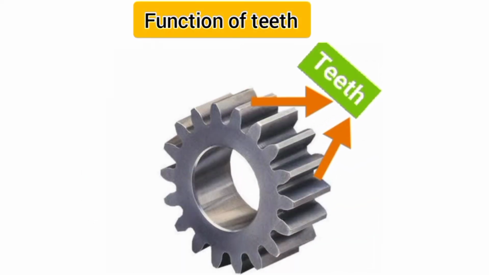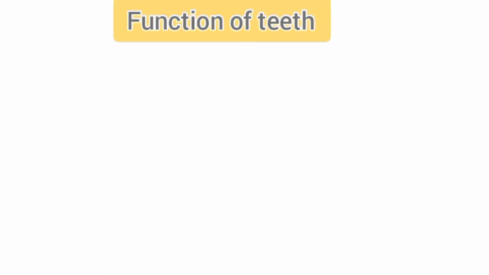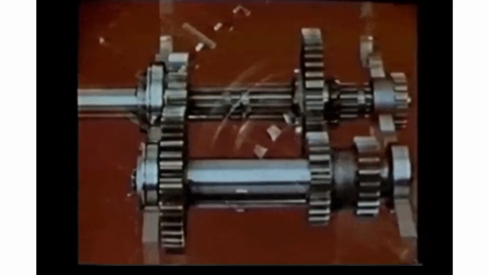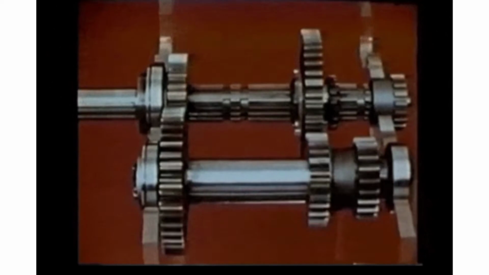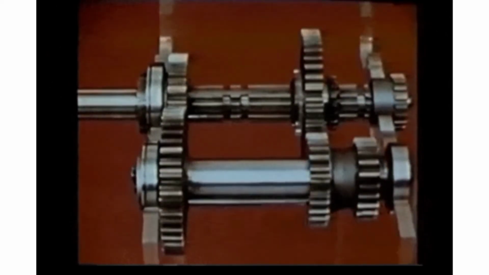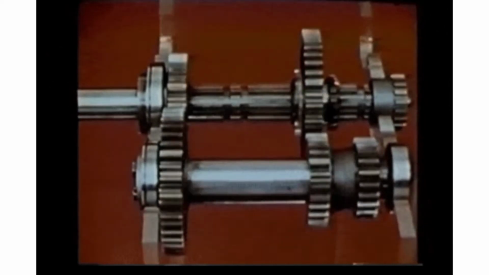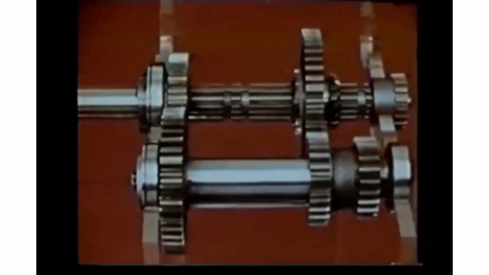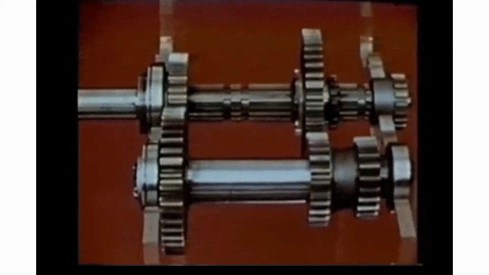What is the function of teeth? Well, their purpose is to prevent slippage. If we don't use teeth on gears, then because of the slippage, less power will be transmitted from input to the output shaft. When the gears are mounted on the shafts, and when one shaft starts rotating, the other shaft will automatically rotate. This is called power transmission from one shaft to the other shaft by means of gears.